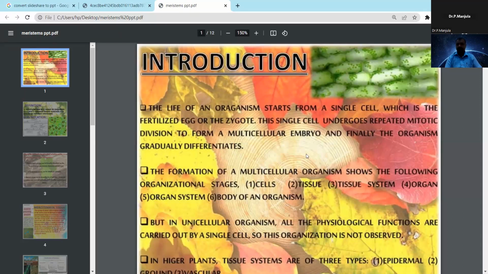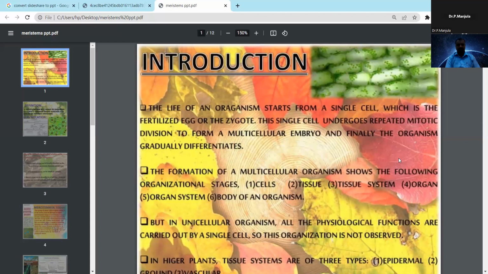First is the cell. A group of cells constitutes the tissue, group of tissues the tissue system, then organs, organ system, and the whole organism. But in unicellular organisms, all the physiological functions are carried out by a single cell, so this organization is not observed. In higher plants, tissue systems are present and divide the different functions among themselves.